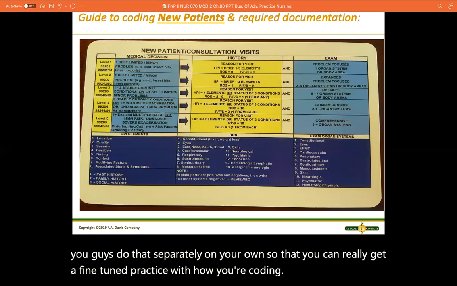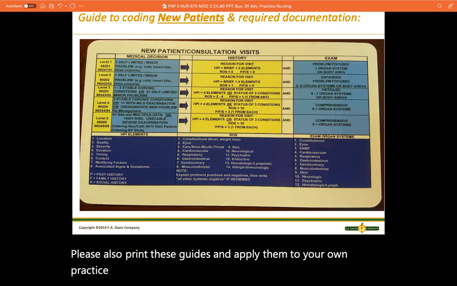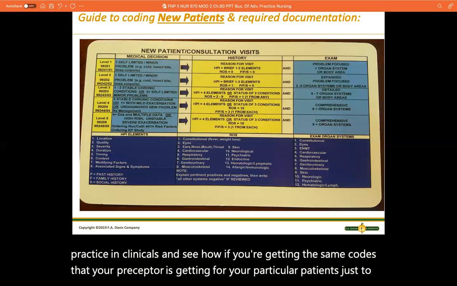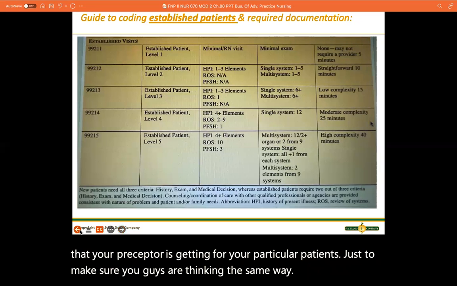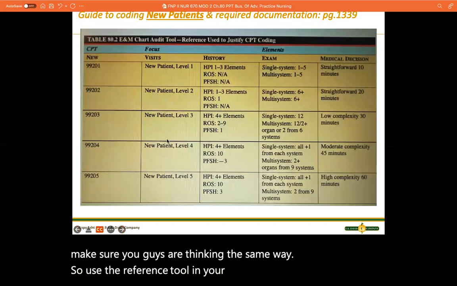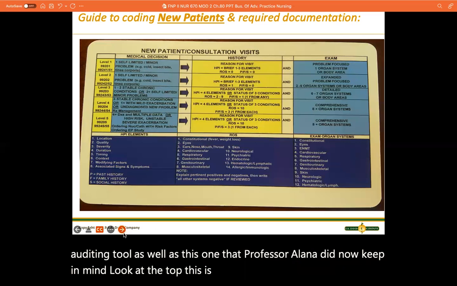Please also print these guides and apply them to your own practice in clinicals and see if you're getting the same codes that your preceptor is getting for your particular patients, just to make sure you guys are thinking the same way. So use the reference tool in your book. That's a great chart auditing tool, as well as this one that Professor Alana did. Now, keep in mind, look at the top. This is for a new patient.